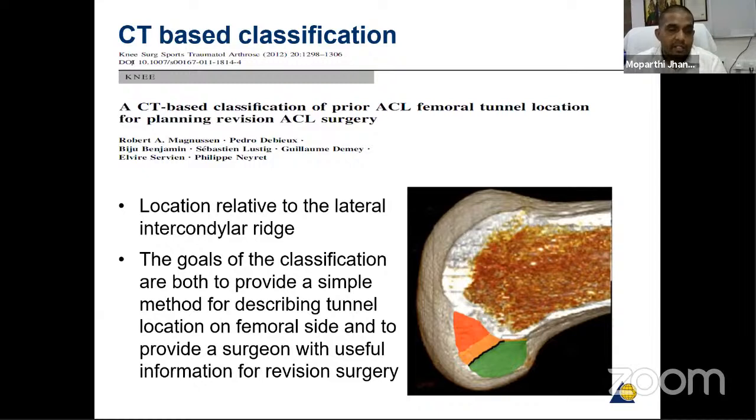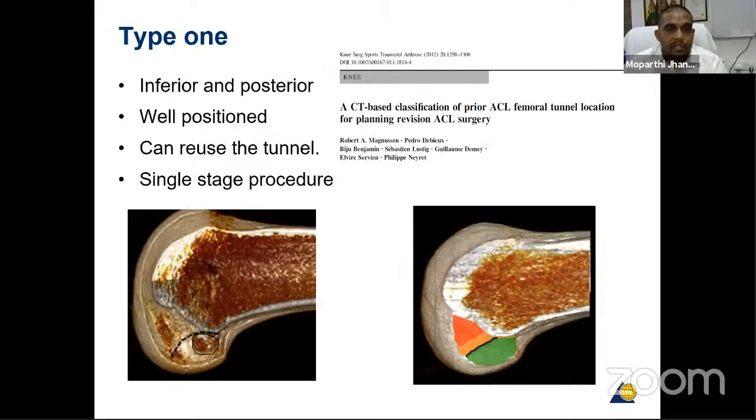If it is too anterior, in front of or superior to the lateral intercondylar ridge in the vertical plane, then planning for the two-stage reconstruction is the important thing. So type one is inferior and posterior. It's a well positioned tunnel. We can reuse the tunnel. If there is not that much lysis, there's a single stage procedure, we can go with this type one tunnel because it will be posterior, below the posterior and inferior to the intercondylar ridge.